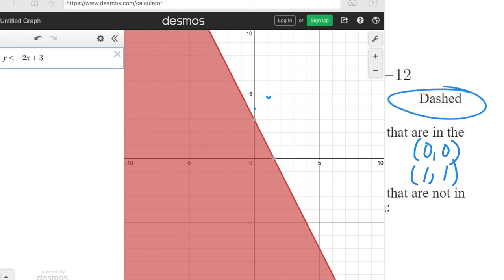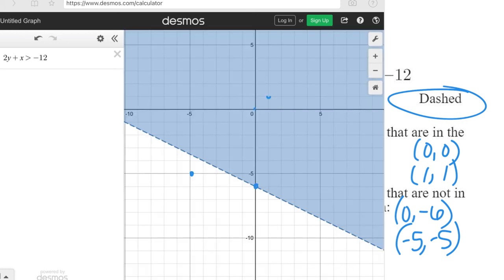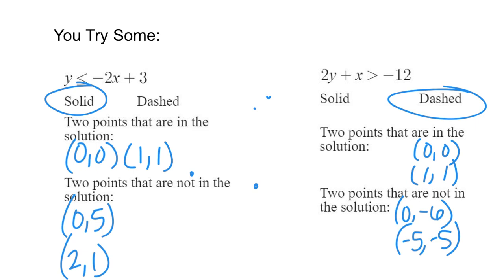Things that are not shaded or are on the line would be things that are not in the solution. So like 0, negative 6 is on the line, but not part of the solution because it's dashed. Or negative 5, negative 5 is completely outside of the shaded area. So that would be not a solution. That should be very simple for you, I feel like. As long as you don't make a mistake when you're graphing it in Desmos, you should find yourself easily able to do questions asking about whether points are in the solution or not. So let's look at some of how this will be tested.